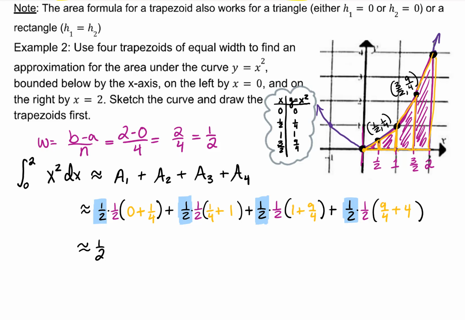Notice how each of these areas has a 1/2, since the area of a trapezoid always has 1/2 times, and then there was also the 1/2, which was the standardized width of each trapezoid. So I'm going to actually factor those out of my sum.